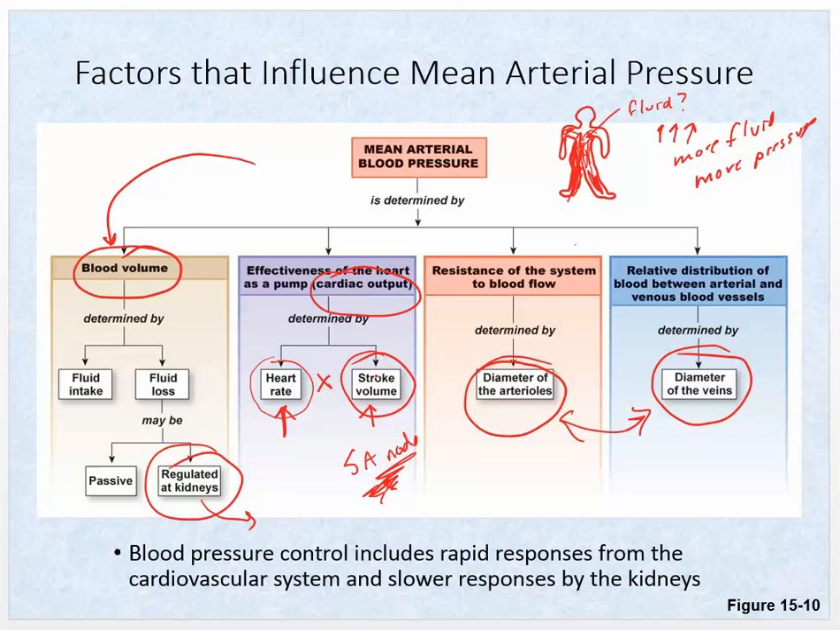However, the quick responses are going to be controlled by the heart and by controlling the diameter of your blood vessels. So blood pressure control includes rapid responses from the cardiovascular system and slower responses by the kidneys. We're going to talk a lot about that, and that's why this is included in this section. We're going to come back and talk a lot about the kidneys.